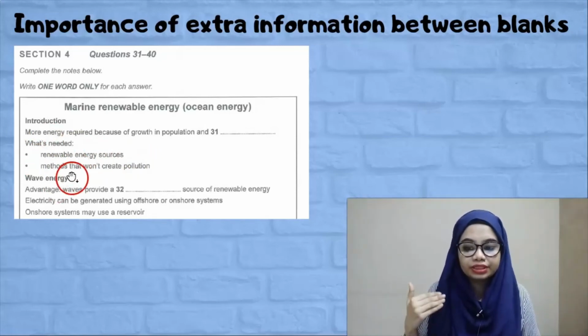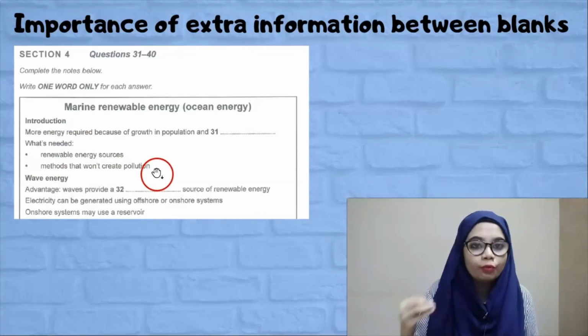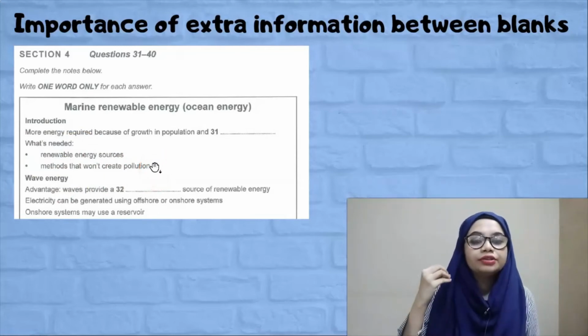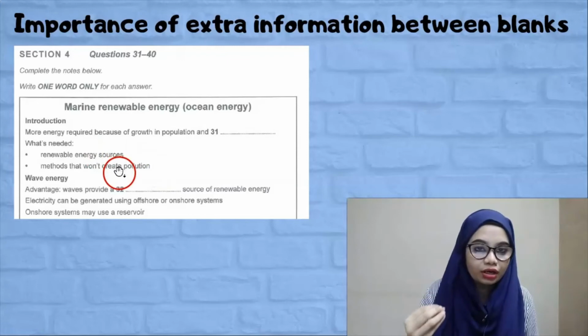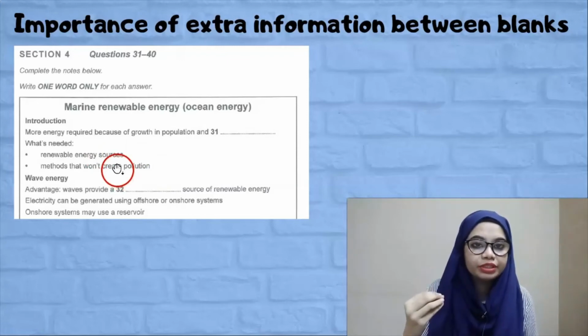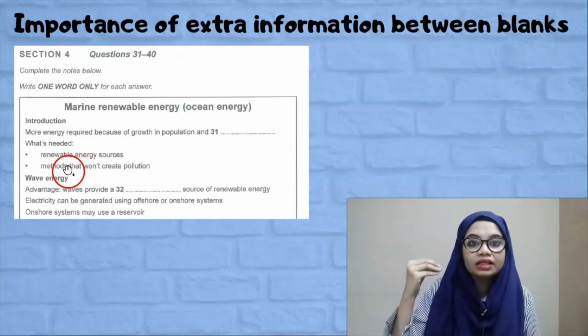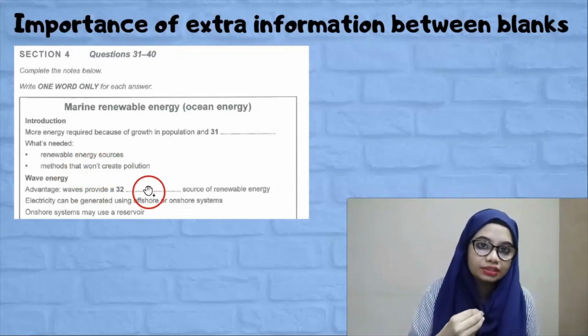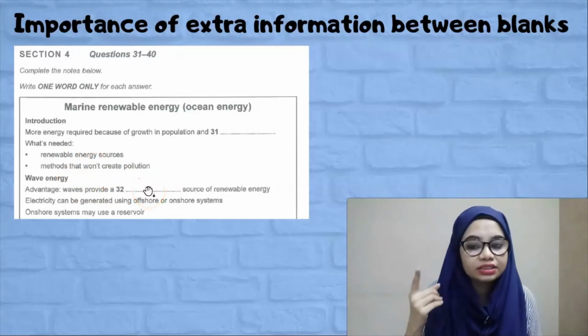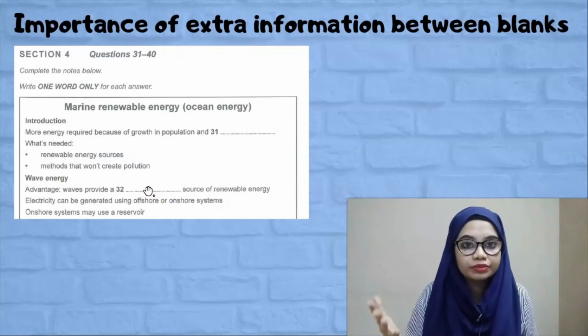Renewable energy sources and methods that won't create pollution will be mentioned in the audio, and you should pay attention to the question and this information, because only after the speaker talks about these 2 points, he or she will move to answer number 32. So that is the importance of the extra information given between blanks.